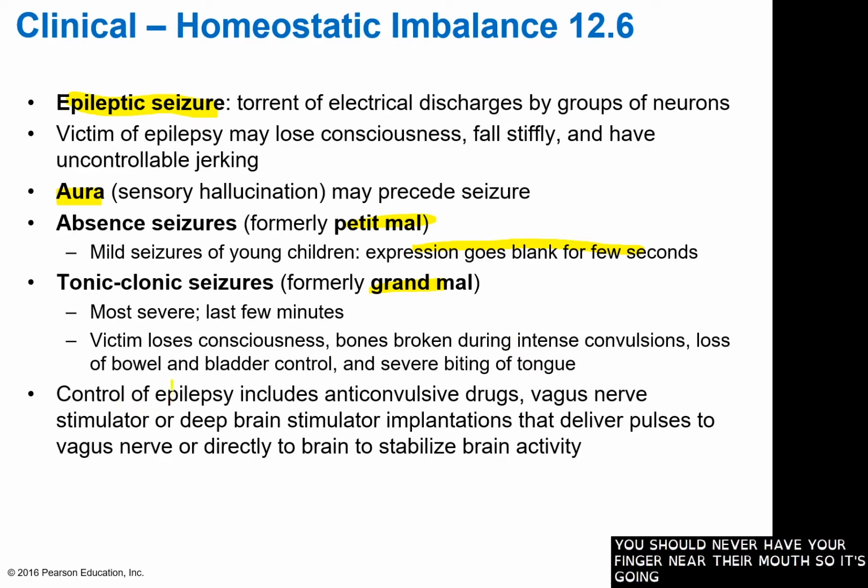So control of epilepsy includes anticonvulsive drugs, vagus nerve stimulator. We'll talk about the vagus nerve later this semester, or deep brain stimulator implantations that deliver pulses to the vagus nerve or directly to the brain to stabilize brain activity. So the big issue with these seizures is that uncontrollable neuron activation in the brain.